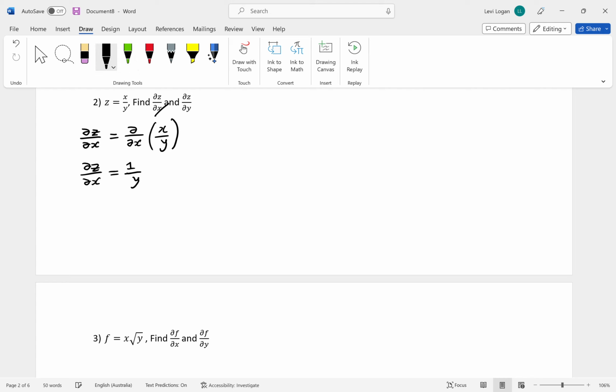We've got that. Now we're going to find the partial derivative of z with respect to y. So delta z over delta y, and take the whole partial derivative with respect to y of x over y. Alright, x is a constant. We're just looking at the y. Recall what happens if we differentiate 1 over x. What does that turn into? Okay?